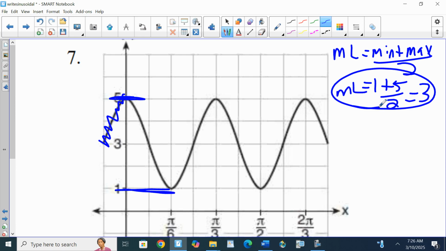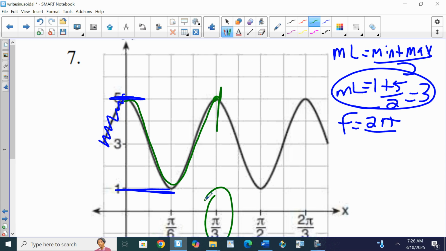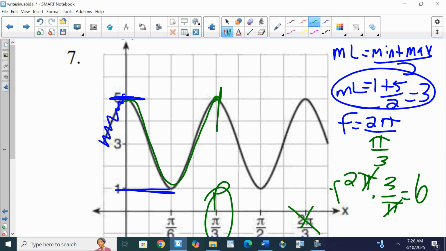My frequency is 2 pi over the period. Well, my period is where the first full wave ends. My first full wave ends here at pi over 3. It's not the last thing that I see on the grid, it's where my first full wave ends. In this case, the period is pi over 3, so it's 2 pi over pi over 3. We know when I'm dividing by a fraction, we keep change flip. In this case, the pi's cancel, and my frequency is 6.